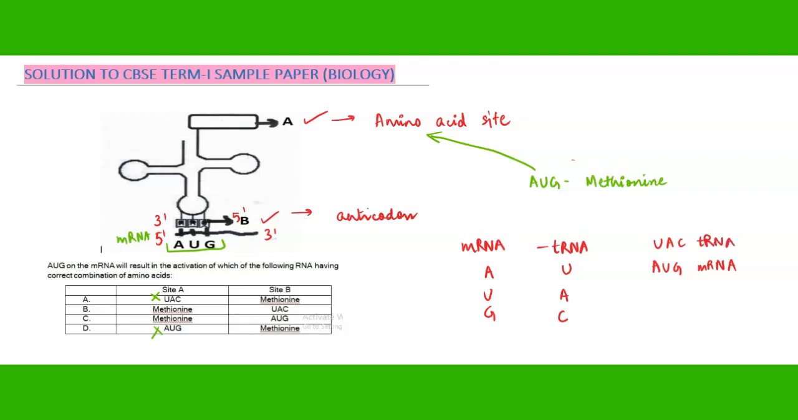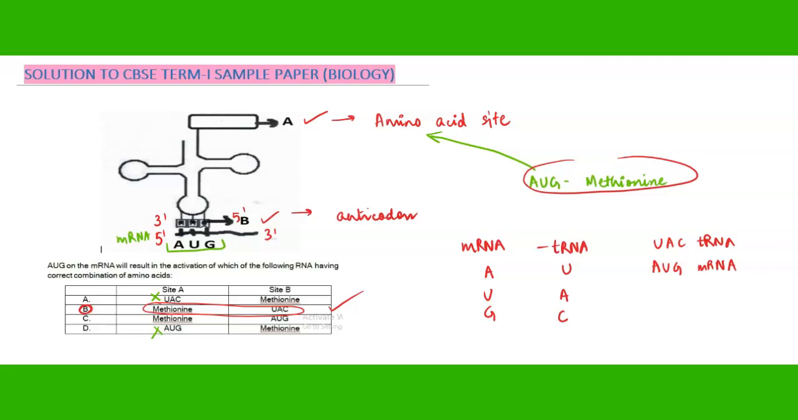And site A has already been worked out, that this is methionine. So our answer will become methionine UAC. This is our right answer. So in your OMR sheet that will be provided in the exam, you will color option B for this question number.